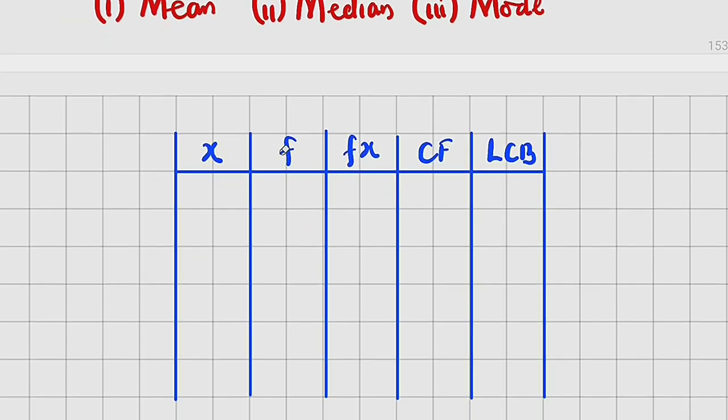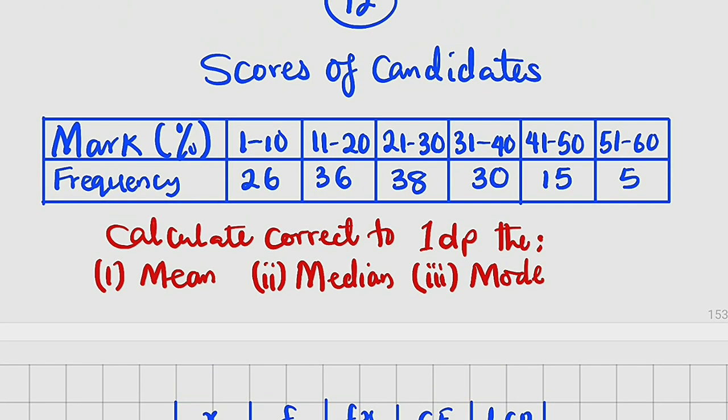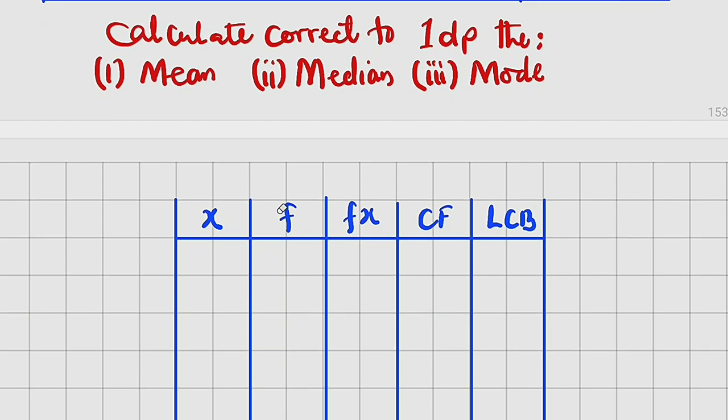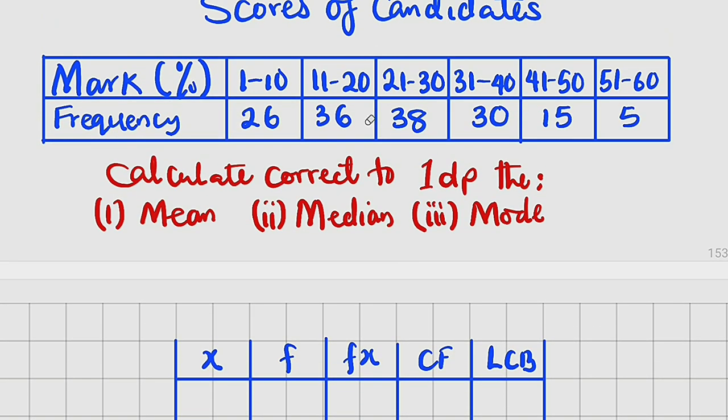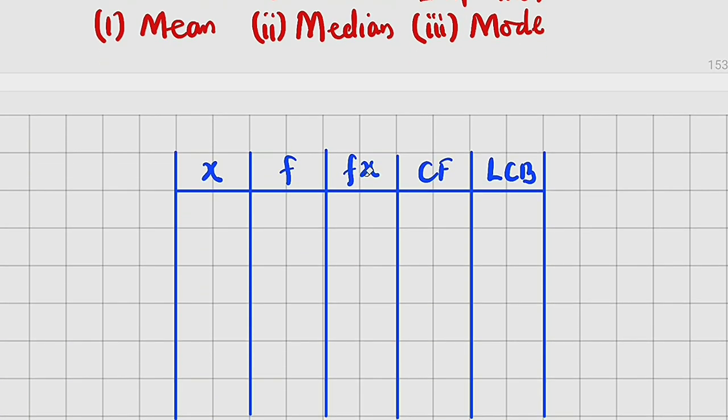You can see we have x, f, fx, cf, lcb. x here stands for the midpoint. The midpoint is nothing but the average of every single class limit here. f stands for the frequency, which is given already. fx is the product of the midpoint x and the frequency. cf stands for the cumulative frequency. lcb stands for lower class boundaries.